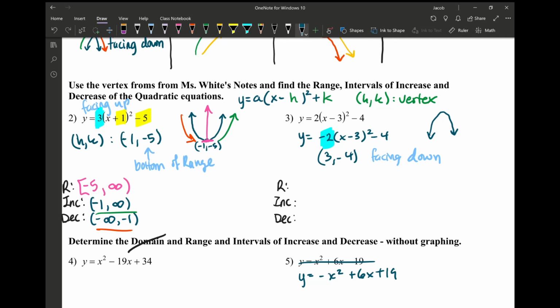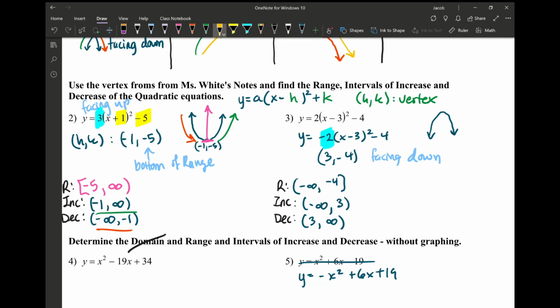So our range, the y value is now the top of our range. So our range is going to be negative infinity to -4 included. And it'll be increasing from negative infinity to our x value, 3, not including 3, and then decreasing 3 to infinity.